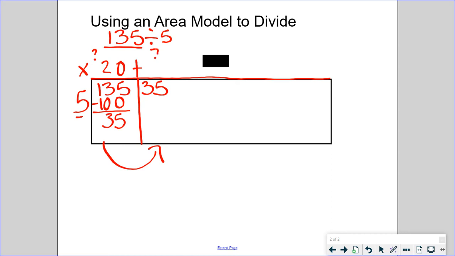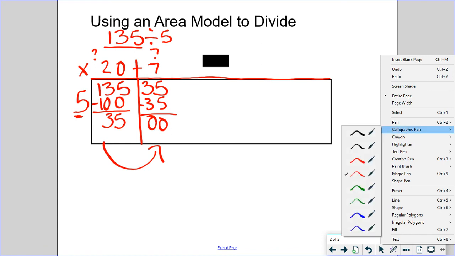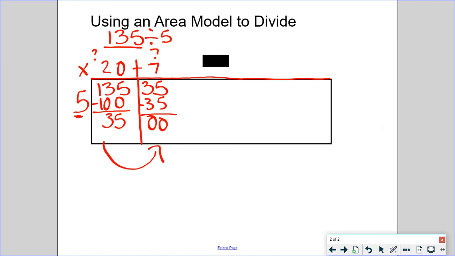On this one now, we can think what times 5 equals 35? Well, if I skip count, I know 5, 10, 15, 20, 25, 30, 35. 7 times 5 equals 35, and I can take that away. So I have 0 left. Amazon is not going to deliver because I have no more to add up. So then I need to make sure that I add up my partial quotients.